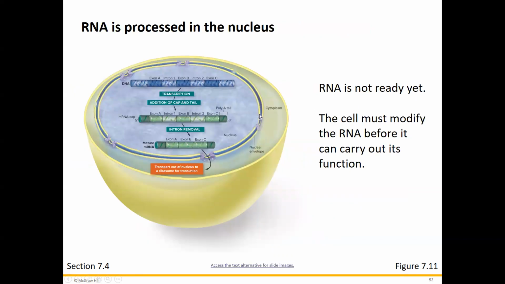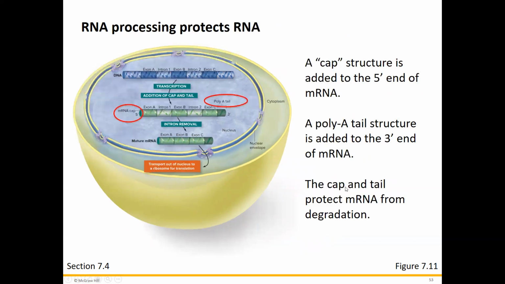Now, the RNA can't just leave the nucleus as it is. It's not ready yet. It has to be processed before it can leave the nucleus. So the cell's got to do some modifications before it's ready to actually start functioning. So one of the things that it does, here's the blue, that's DNA, and the green is going to be your transcript, right? That's the portion of messenger RNA that was just transcribed from DNA.